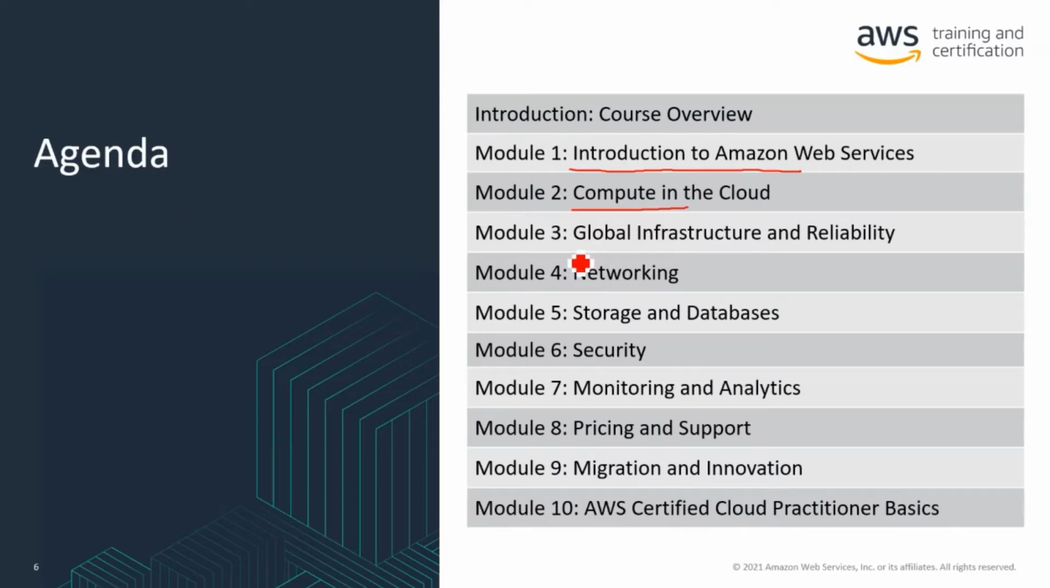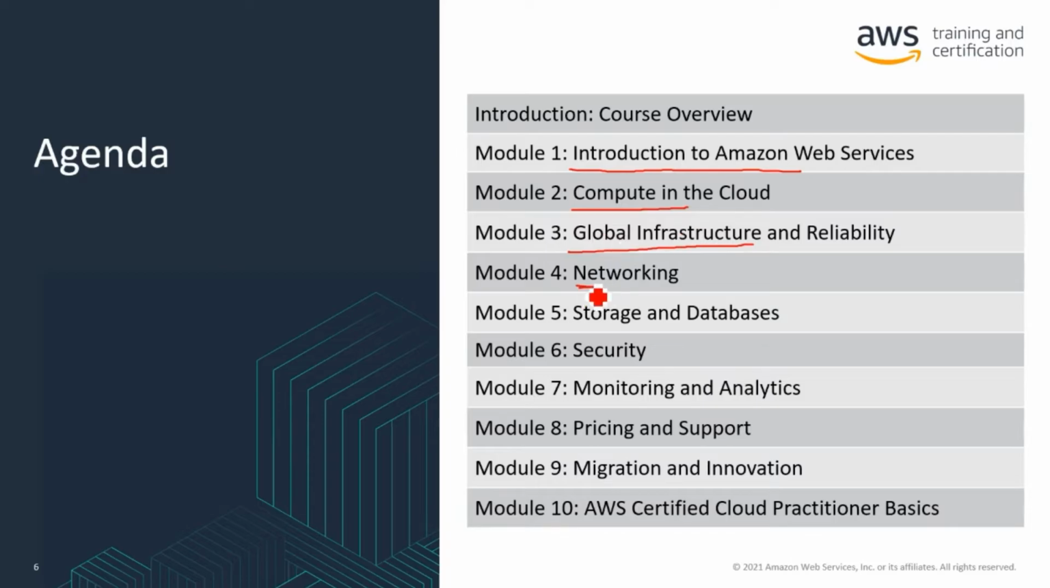Next, we have the global infrastructure and reliability module. Here we will discuss the AWS global infrastructure, how AWS is spread across the globe to host your services as a customer in the AWS data centers. That we will discuss here in module number 3.